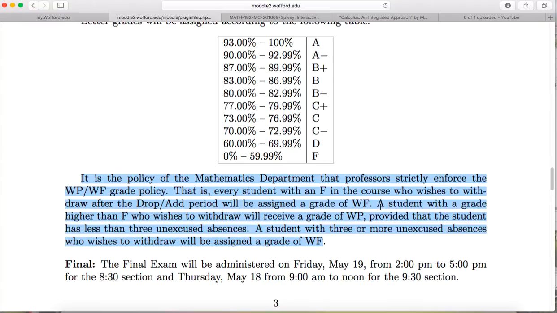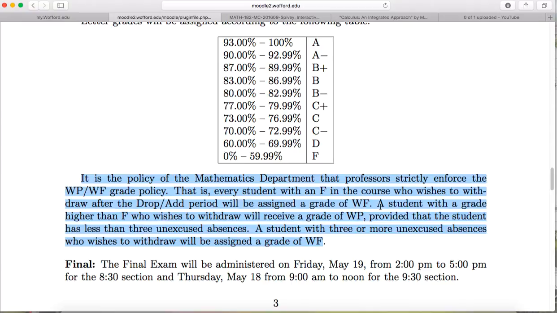So let's see. I'm just going to read the rest of it. A student with a grade higher than F who wishes to withdraw will receive a grade of WP, provided that the student has less than 3 unexcused absences. A student with 3 or more unexcused absences who wishes to withdraw will be assigned a grade of WF.